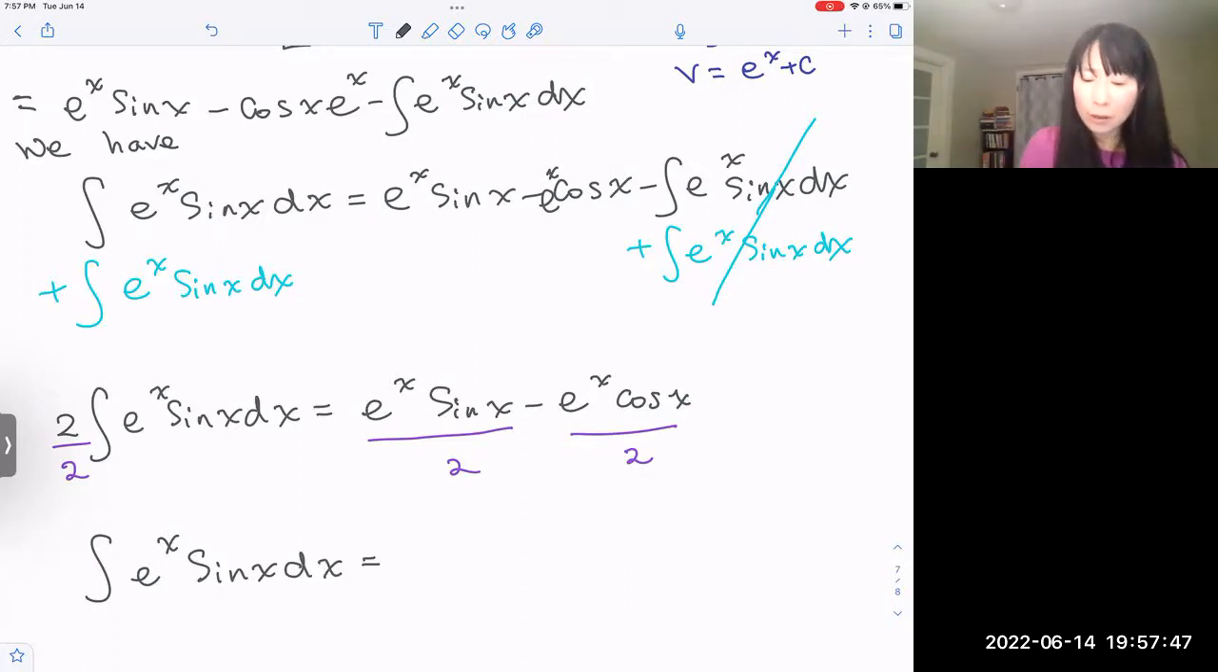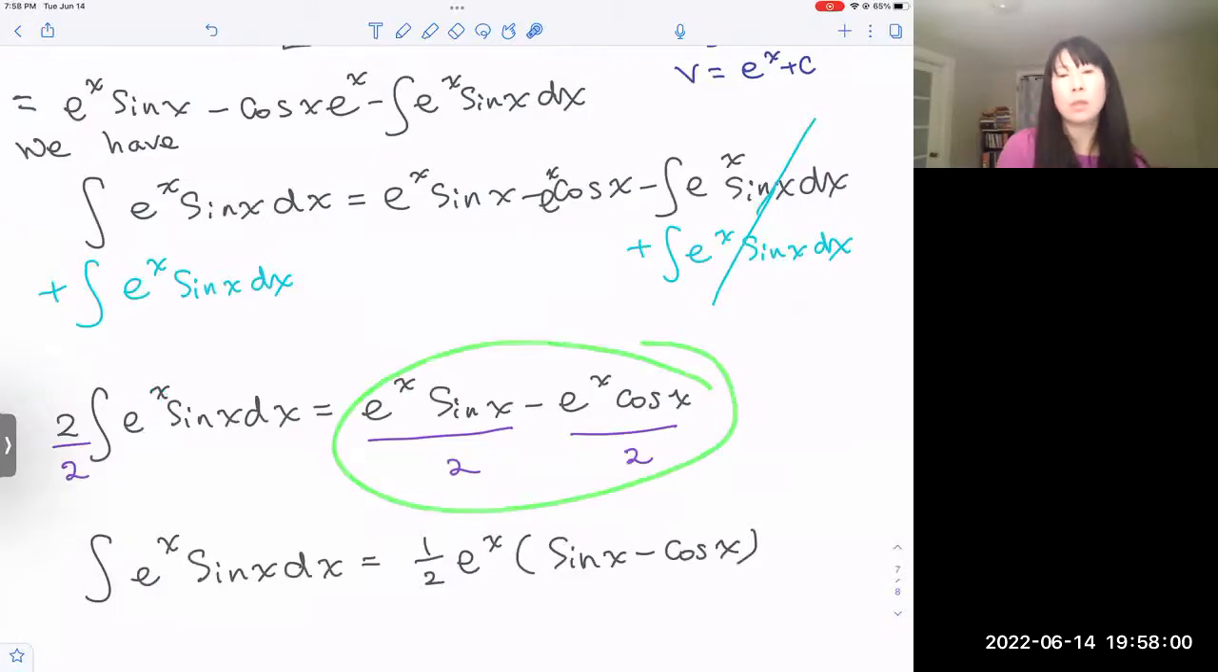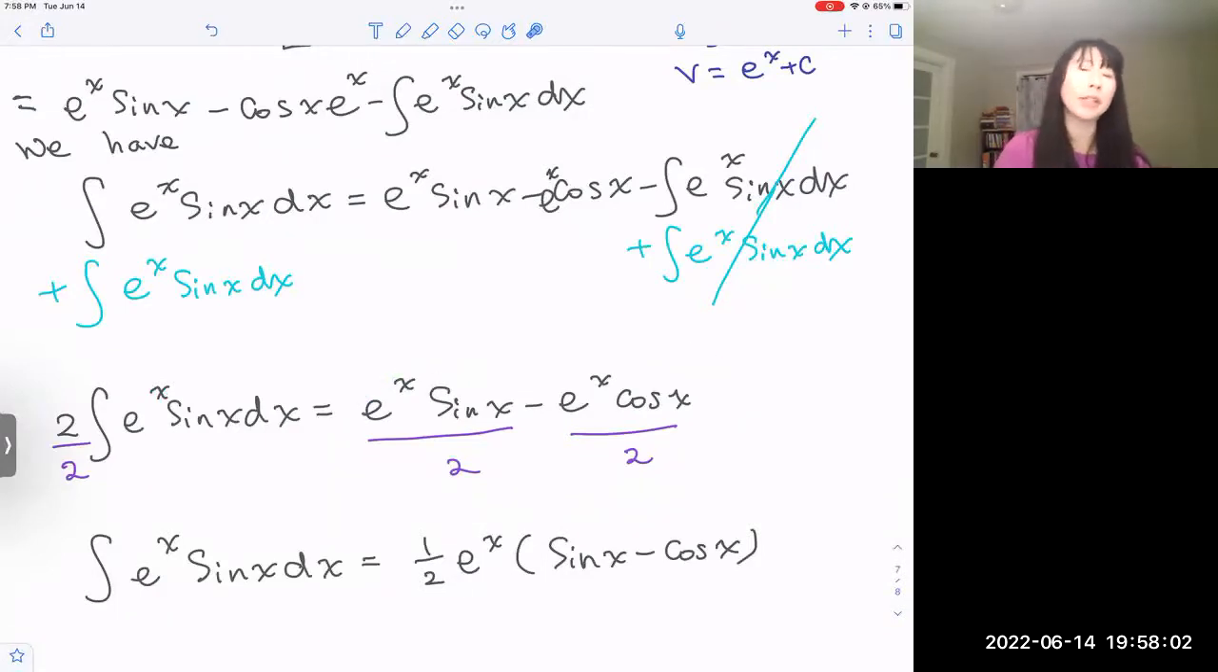We can factor out sine x minus cosine x, or you can just leave it like that, whatever. Okay, so this is the final answer. So you guys okay?